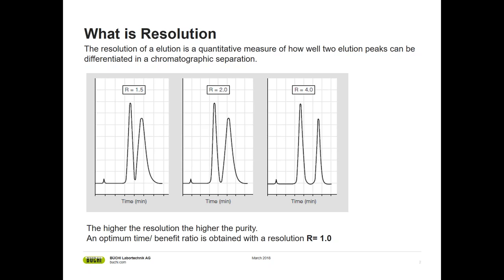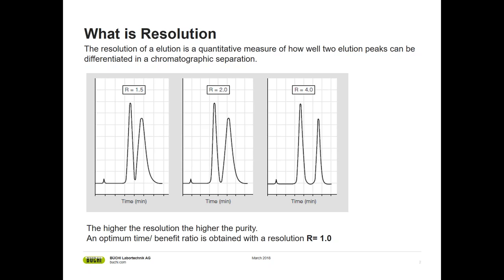Now, as I said, it's not all about resolution, also time is important. So imagine having several samples a day, as separation should not take forever. So what we say, an optimal time-benefit ratio is obtained with a resolution of around 1. Here you can have some overlap of your peaks, so no clear baseline separation, but on the other side you can expect a shorter run time. But at the end it's up to the chromatographer what resolution is best for his needs.